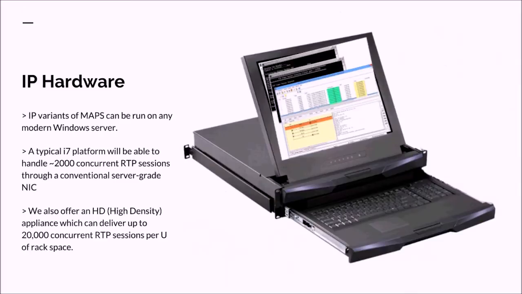IP variants of MAPS, including the wireless protocols, can be run on any modern Windows server. A typical i7 or equivalent Xeon platform will be able to handle 2,000 concurrent calls with RTP sessions using a conventional server-grade NIC. We also offer a high-density appliance, which is for IP protocols only, that can deliver up to 20,000 concurrent calls with RTP sessions.